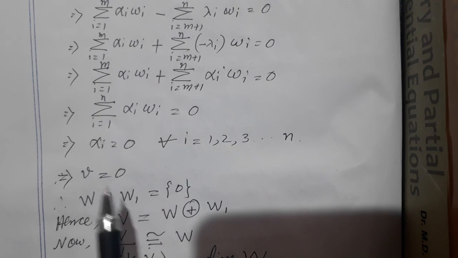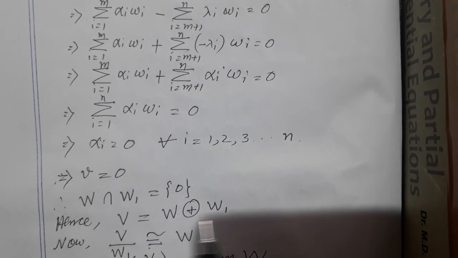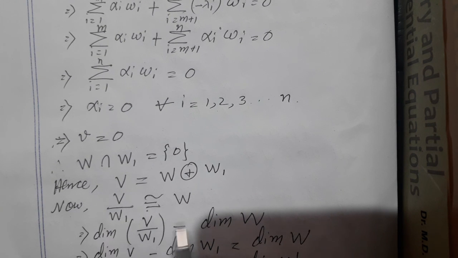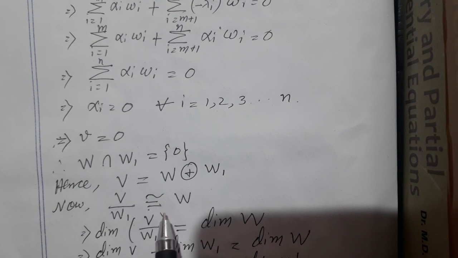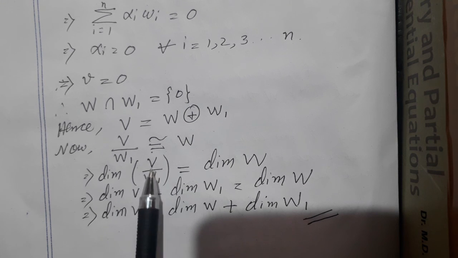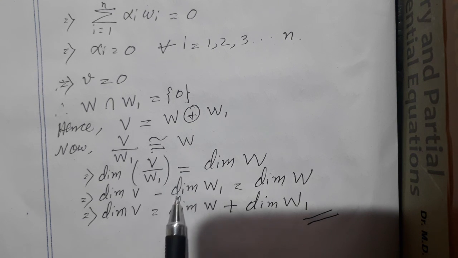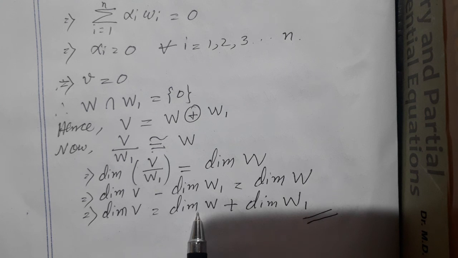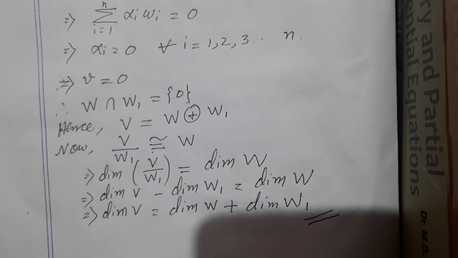So that shows that this vector space V is the internal direct sum of W and W1. Now we also have this isomorphism by the fundamental theorem of vector space homomorphism, that is V by W1 is isomorphic to W. Since this is a finite dimensional vector space, this is also finite dimensional. So the dimension of this should be equal to this. We have already proved this in the previous one: dimension of V minus dimension of W1 equal to dimension of W. So bring this one to this side, we get dimension of V equal to dimension of W plus dimension of W1. Thank you.